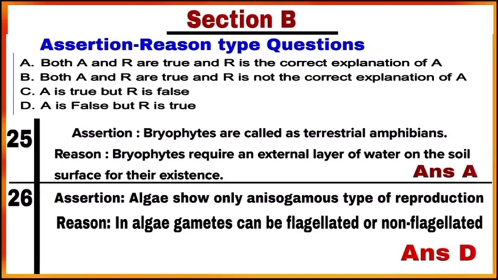Question 26, assertion statement. Algae show only anisogamous type of reproduction. This is not true. Algae show isogamous, anisogamous and also oogamous type of reproduction. Now see the reason statement. In algae, gametes can be flagellated or non-flagellated. This is the true statement. So here mark D as a correct answer. A is false but R is true.